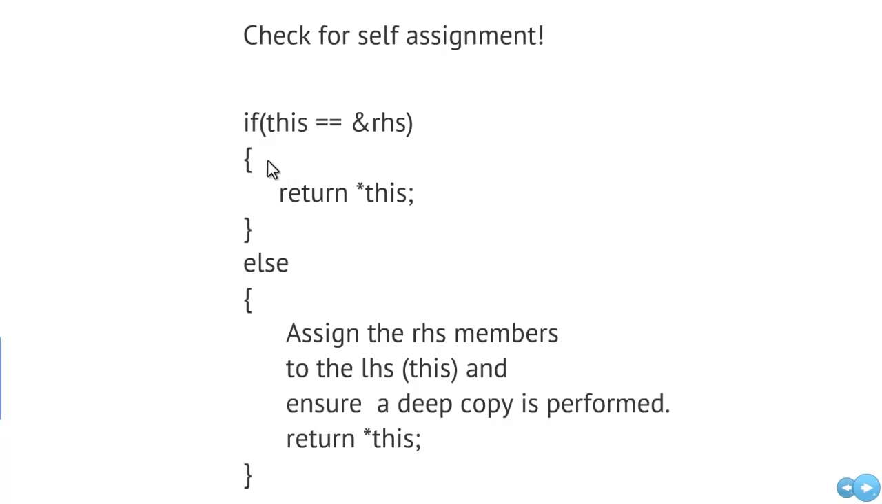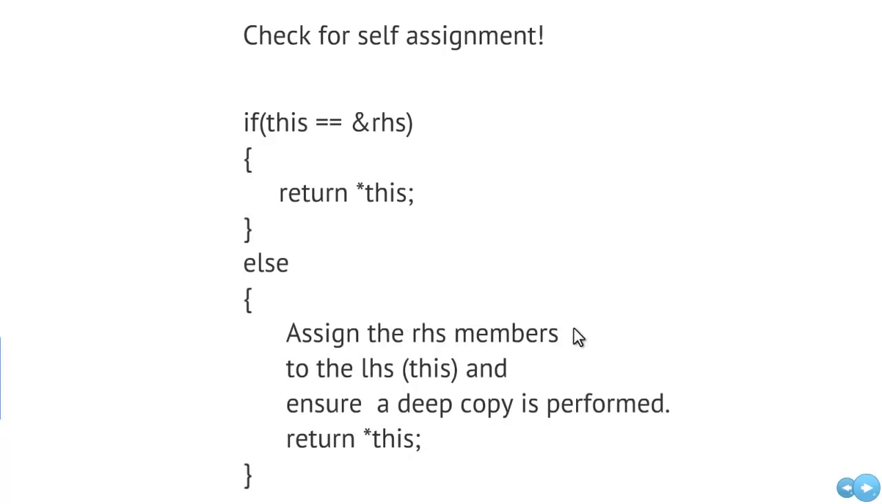If that's the case, we really shouldn't do anything else, and we should simply return or dereference this so that we're returning that myClass object, and that would be returned by reference according to our function prototype. If that is not the case, then we can go down here and assign whatever we have in terms of the data members on the right-hand side to the left-hand side, and also ensure that we do a deep copy as well, and then return the dereferencing of this, so returning that myClass object.